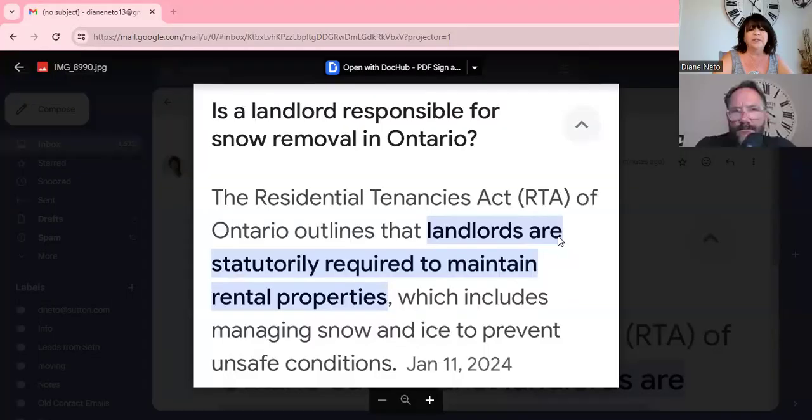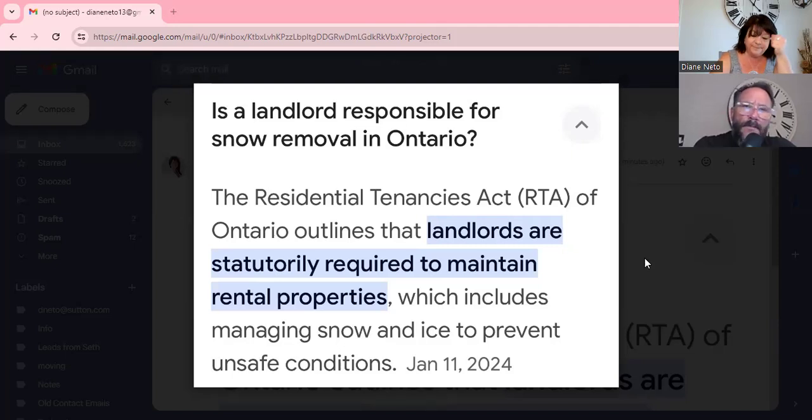Because when you Google it, which I did, and I have it here, it says the Residential Tenancy Act of Ontario outlines that landlords are statutorily required to maintain rental properties, which includes managing snow and ice to prevent unsafe conditions. So it definitely says that the landlord is responsible.